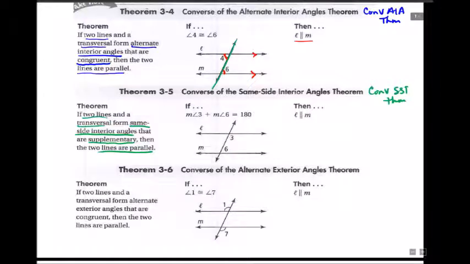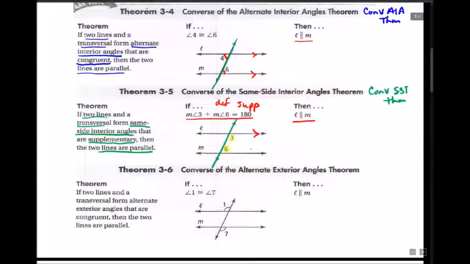So we look at what we are given here. We are given angle 3 and angle 6. They sit on our transversal here, and we are told that the measures of these angles sum to 180 degrees, which is the definition of supplementary. So I have same side interior angles that are supplementary, therefore line L is parallel to line M.